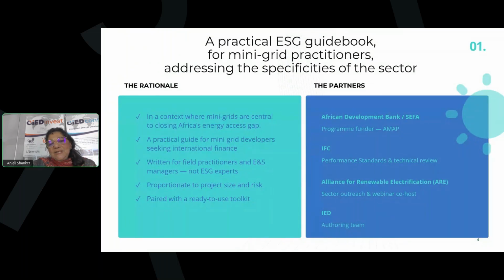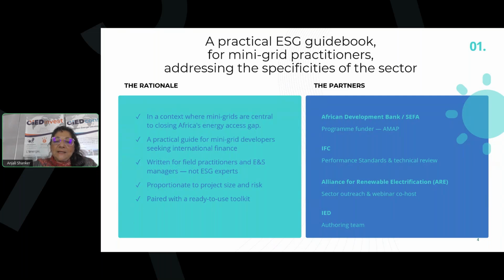So what is this all about? We have prepared a practical environmental, social and governance guidebook targeting mini-grid practitioners and addressing the specificities of the mini-grid sector in Africa. The rationale for doing this is that we are in a context where mini-grids clearly are central to closing Africa's energy access gap. So there is a challenge in multiplying pretty fast the number of mini-grids we commit.